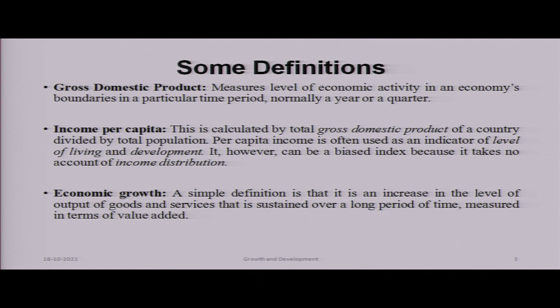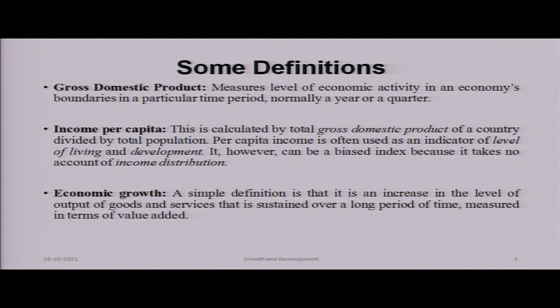The other important definition in this subject of growth and development is income per capita. We are very fortunate to have such a measure, which indicates how, on average, an individual is faring in terms of money, in terms of earnings. This is calculated as the total gross domestic product of a country divided by the total population. So it's a very simple formula. We simply divide the total production by total population, and we receive the income per capita, or we can also call it the average income of an individual in a nation.